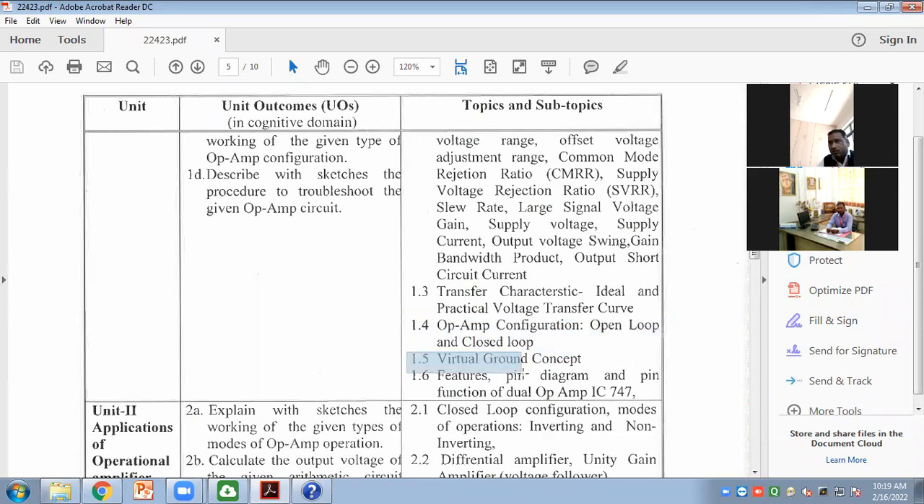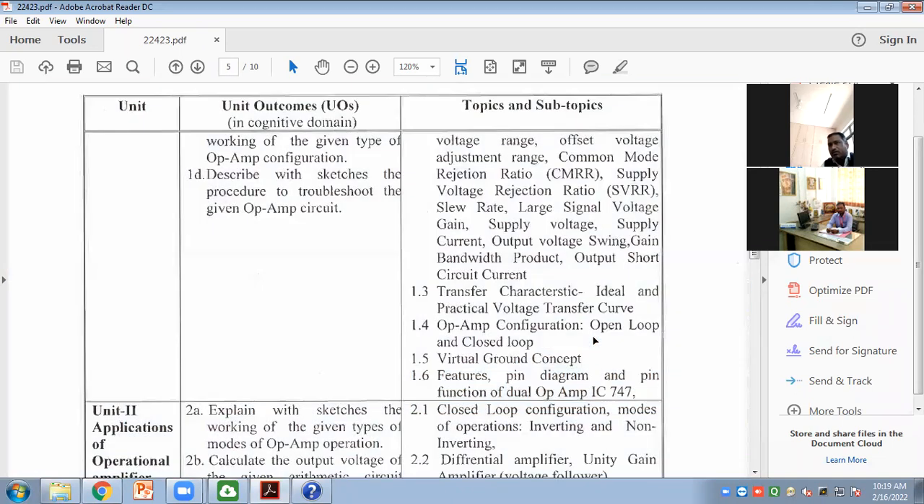Then under 1.5, the virtual ground concept is there. So what do you mean by virtual ground concept? What is the change in the operational amplifier IC741? Why is ground required? Why is null required? That we are going to study in detail. Under 1.6, the features, pin diagrams, and pin functions of dual op-amp IC747. So what are the features of IC741? What is the pin diagram of IC747? Then what are the functions of IC747? That we are going to study in detail.